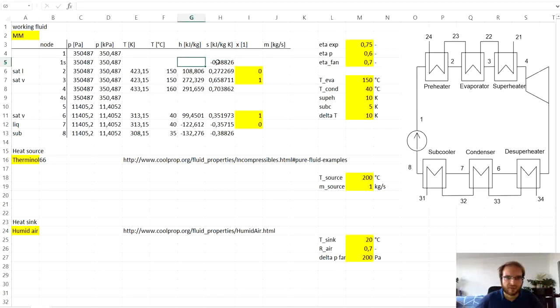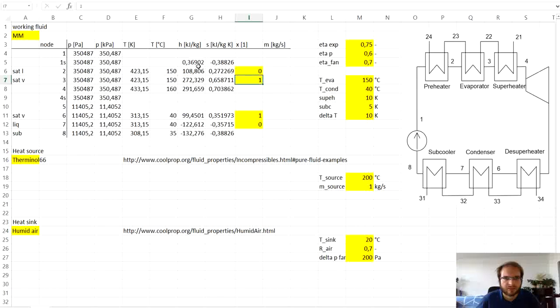And now we have the entropy, we have pressure, so we can use these two thermodynamic properties to define completely the thermodynamic state. So we can use the function here as a template. And we still want to get the enthalpy, but now it will be based on pressure. And the pressure is over here, the pressure of the high pressure level in the cycle. And the second parameter will be entropy.